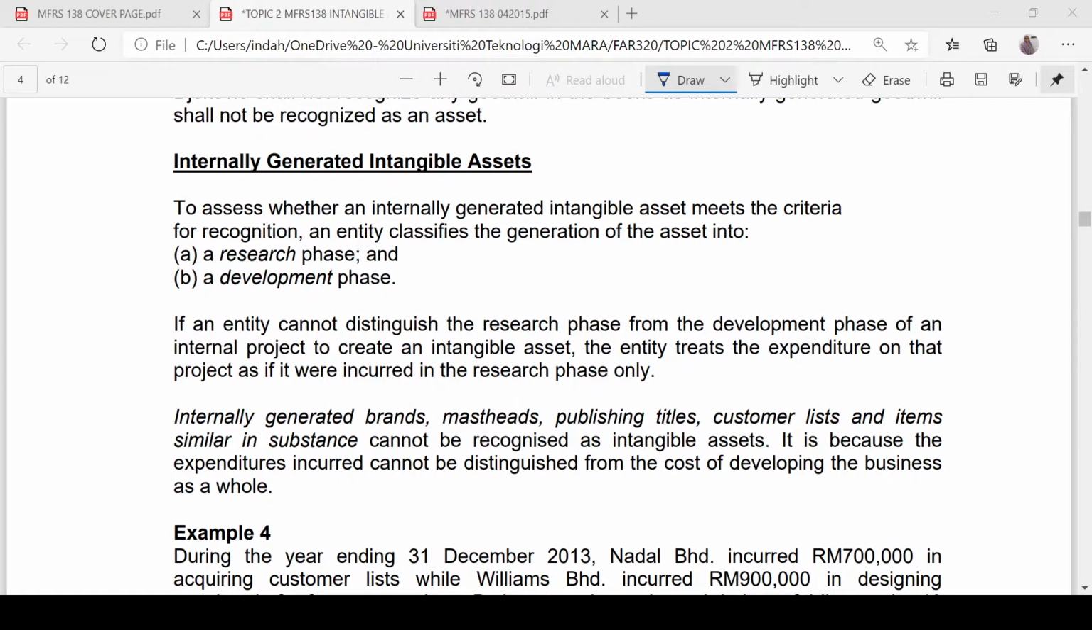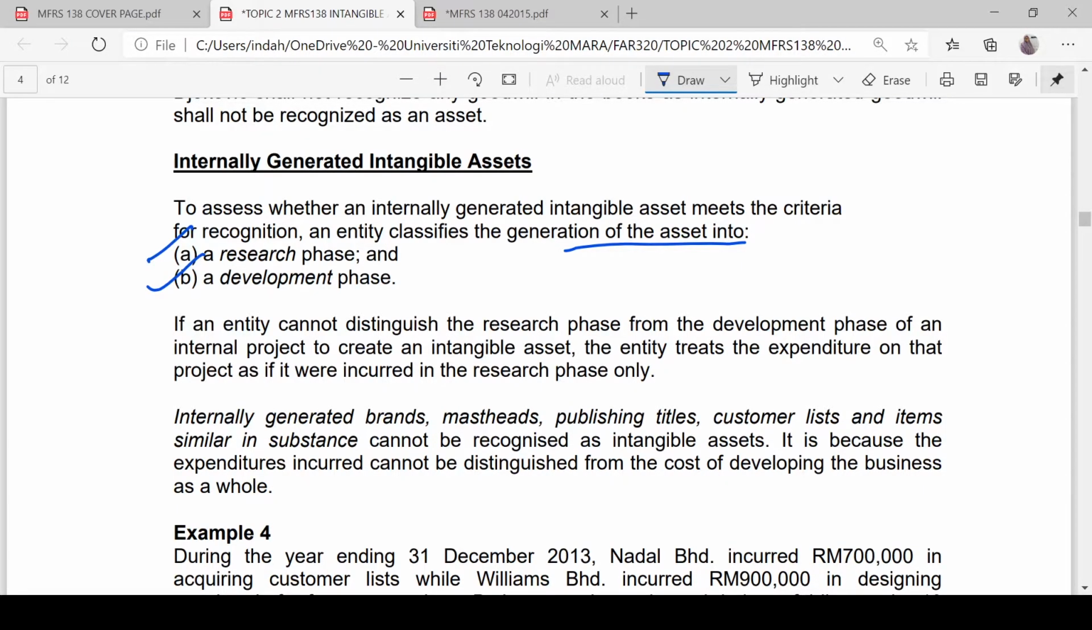However, it is possible to recognize internally generated intangible asset as intangible asset for items such as product or process development, or possibly patents developed from the development activities. So this item is possible to be capitalized as intangible asset provided that the asset meets the criteria for recognition. And then an entity should be able to classify the generation of the asset into research phase and development phase.